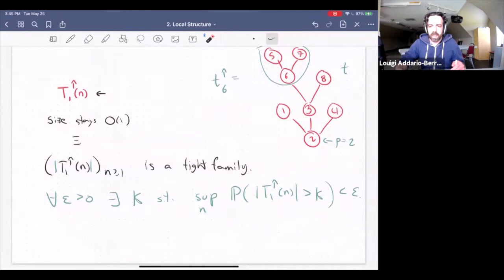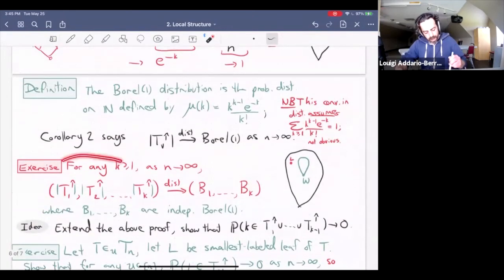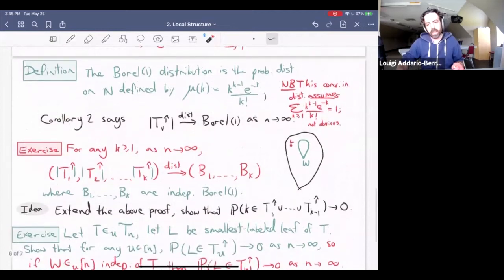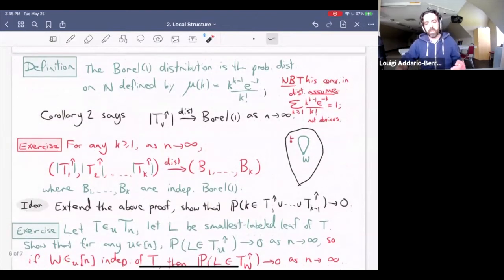I see a question from Manan. If we take the empirical distribution of upward tree sizes, will it almost surely converge weakly to Borel 1 as well? Yes, it will. You can probably get at that using this exercise, in fact. The fact that a random subtree size is Borel and the subtree sizes are asymptotically independent tells you that.